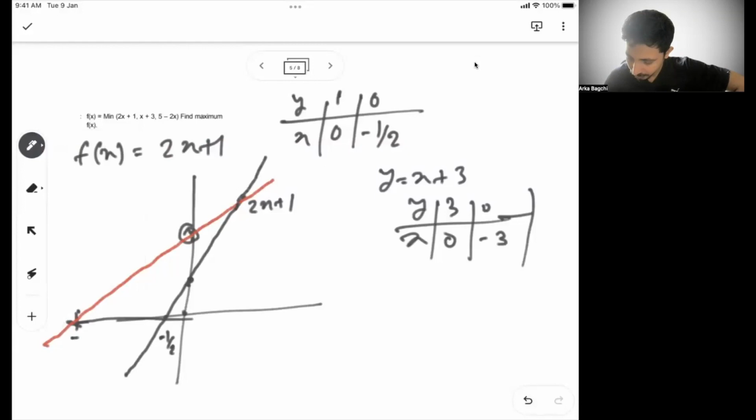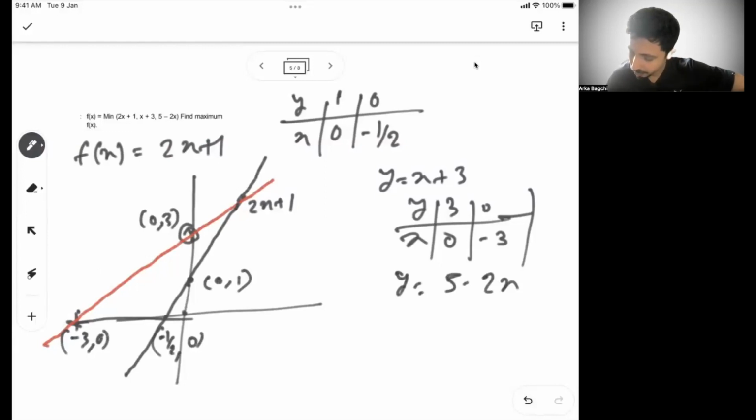So here it is basically minus 3 comma 0, and this is 0 comma 3, and this is 0 comma 1, and this is minus half comma 0. Right, so you got these two. Now the next one is y equal to 5 minus 2x.